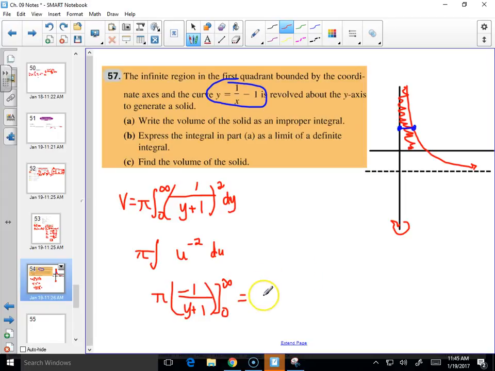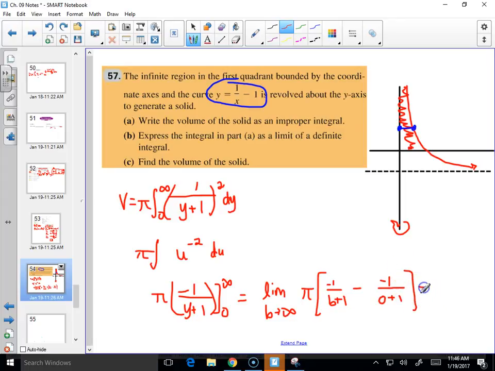Is it okay if we leave the bounds like that on the AP? Technically, you probably should have changed it earlier. I'm just being lazy and didn't want to write a lot, and I apologize. But in this case, to be honest, we're still following the system in the sense that now we're doing the limit as b goes to infinity. So I think you would probably be alright, but I would rather you use proper notation. So we have pi times negative 1 over b plus 1 minus negative 1 over 0 plus 1.